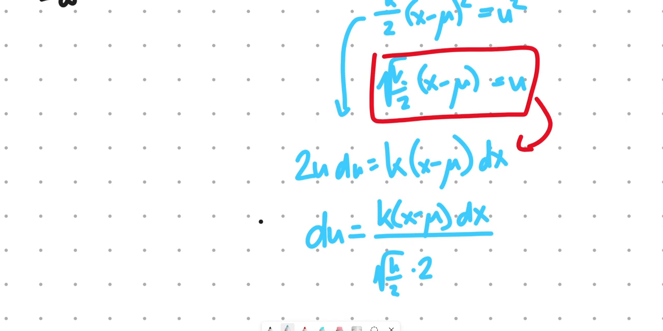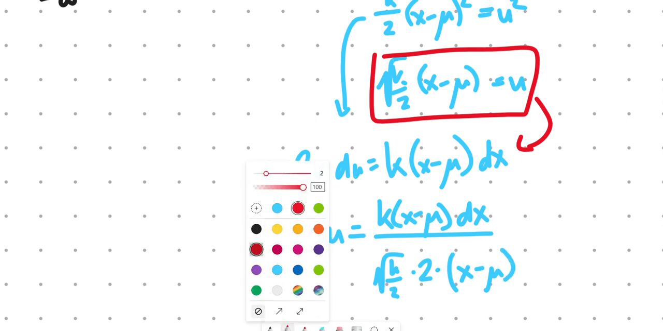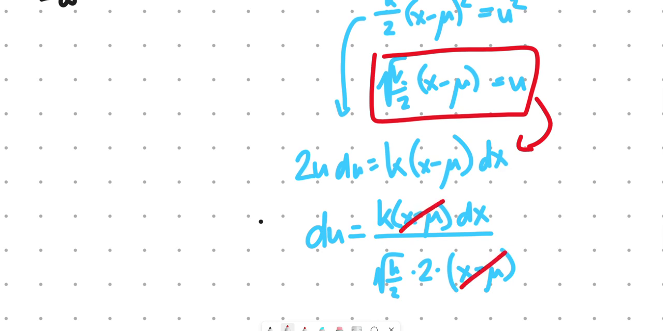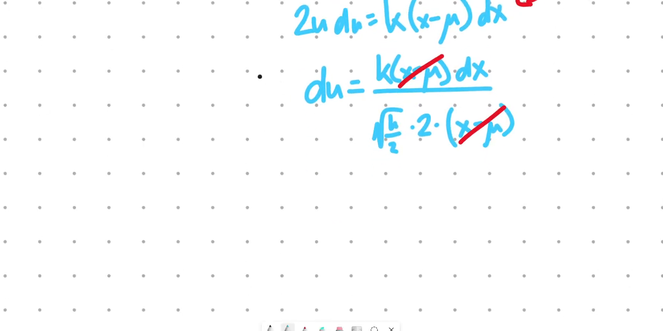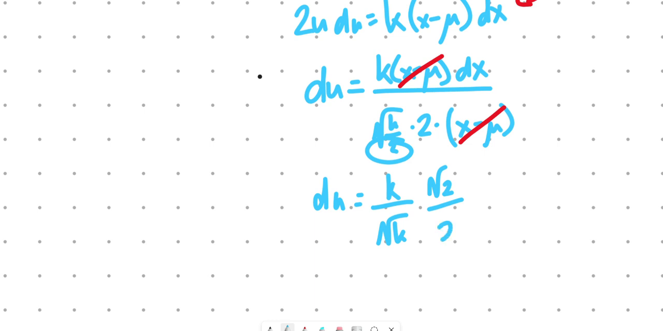times 2 times (x - mu). I hope I got everything right. Now I can cancel the (x - mu)'s out, and then I'm going to talk about the k's and the 2's, since they are a little complicated. Now I'm going to scroll down and write du is equal to, I'm going to split it up, k divided by the square root of k, and I'm going to put the square root of 2 on top because it's on the bottom, divided by 2 dx.